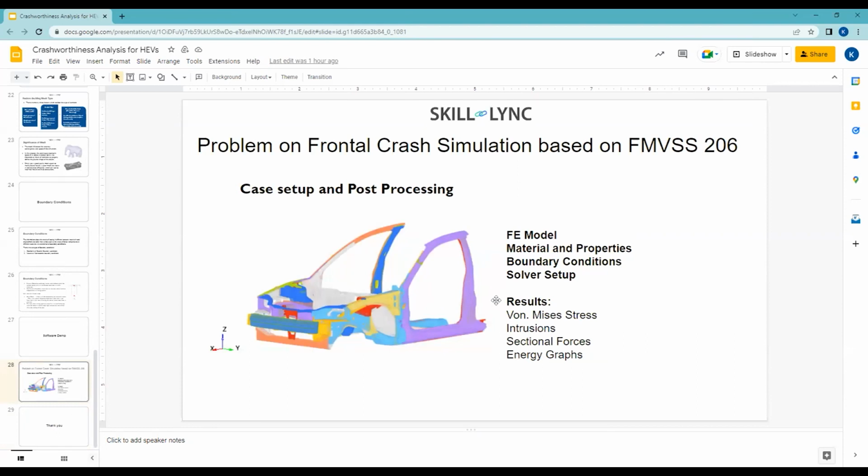If you want to opt more for crashworthiness studies, you can watch the standards. There are FMVSS standards, and again, you can opt for our course. Those are the few things with which you can traditionally go ahead.